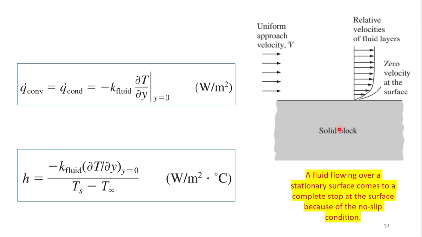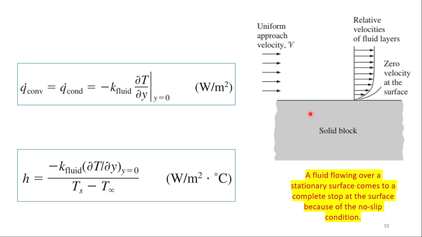When a fluid is forced to flow over a solid surface that is non-porous, what does it mean? The fluid cannot penetrate or infiltrate into the solid. It is observed that the fluid in motion comes to a complete stop at the surface and assumes zero velocity relative to the surface. If the fluid is moving in this direction with velocity v, the fluid layer adjacent to the solid block will have zero velocity. As we move away from the surface, the velocity of the fluid layer increases. This is the velocity profile of the fluid moving above the solid surface.